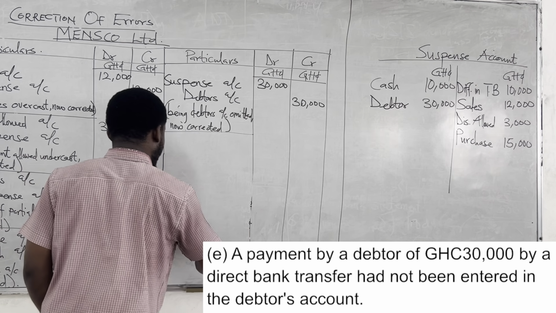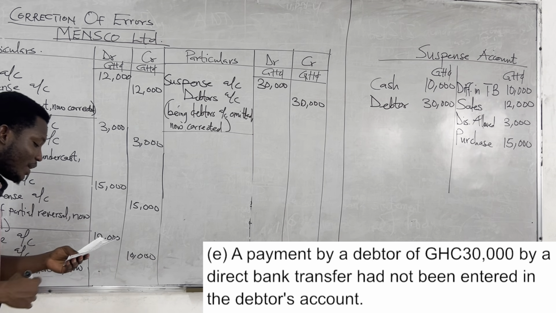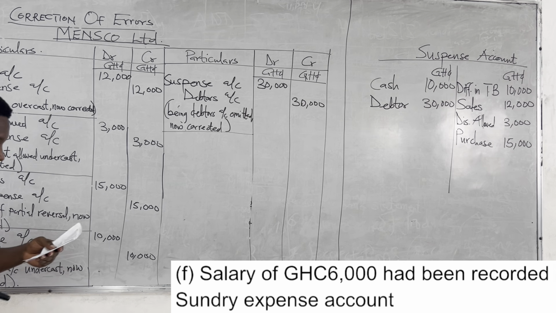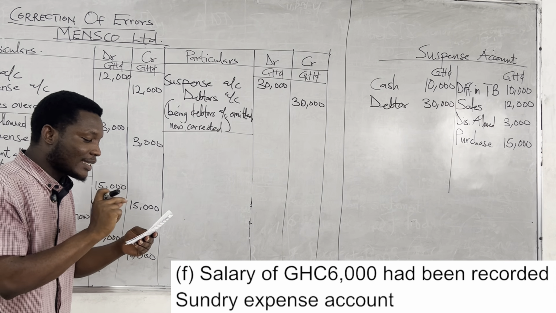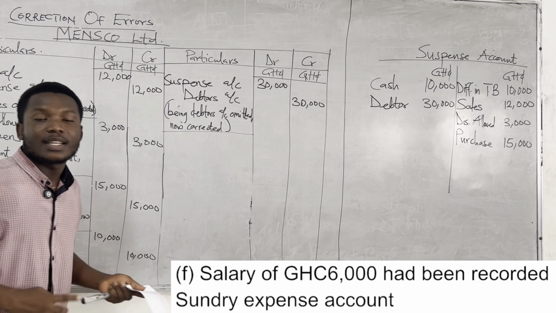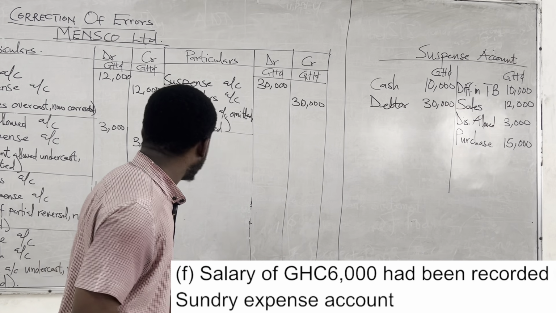So I told you that after everything that we do, to show that what we did is right, the suspense account will balance. Now, the F, which is the last question. Salary of 6,000 had been recorded in sundry expenses account. This is error of principle. It does not affect the agreement of the trial balance. Why am I saying that?